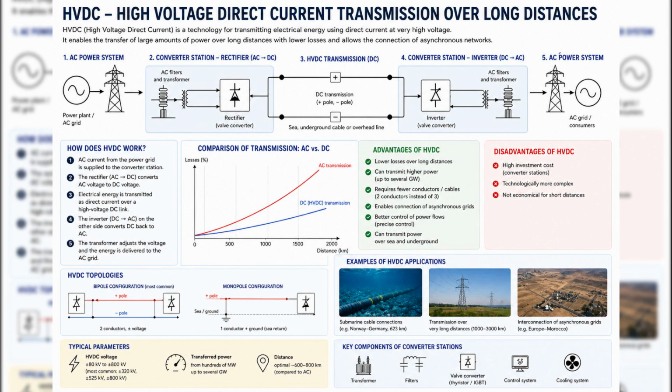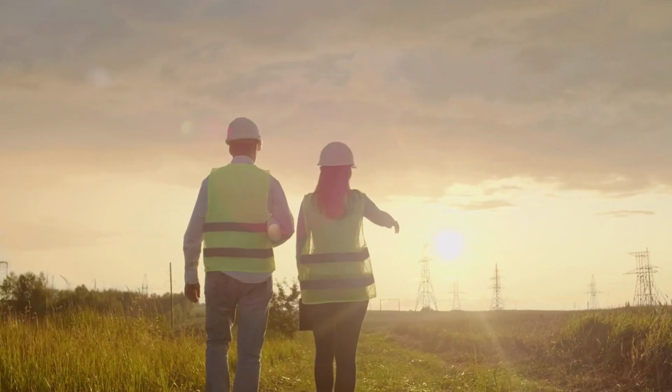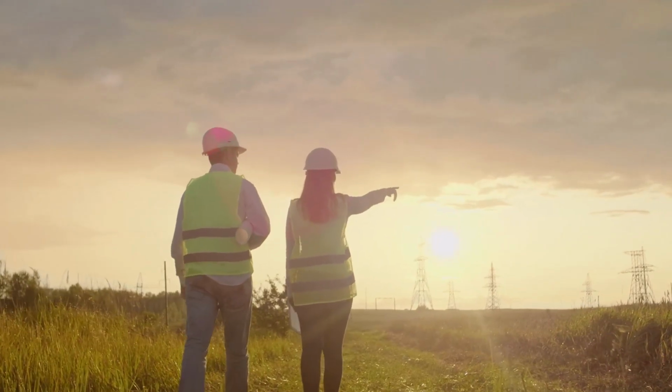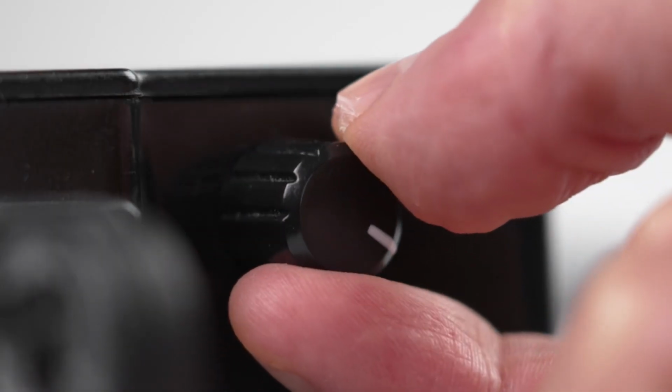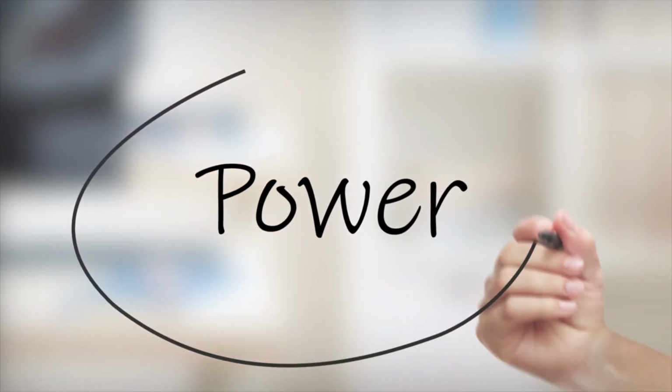Because DC can have lower losses over extreme distances and does not suffer from some of the reactive effects seen in AC systems. Even so, the vast majority of global power distribution still relies on AC because of its flexibility, scalability, and well-established infrastructure. This stage shows that electricity is not just about generation, but about efficient delivery. And that is where AC changed everything.